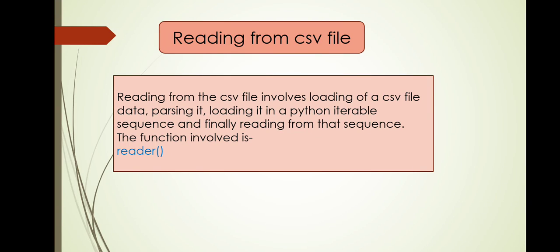Now children, let us see how we can read the content of the CSV file. Reading from the CSV file involves loading the CSV file data, then parsing it. Parsing means removing the delimiter and then loading it in a Python iterable sequence and finally reading that sequence. So reading from the CSV file involves a function known as reader, right?